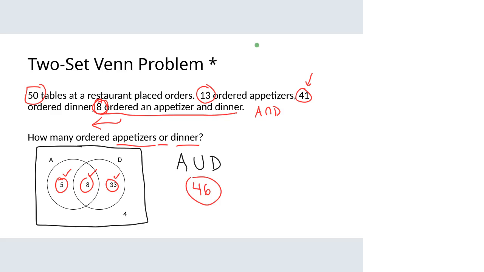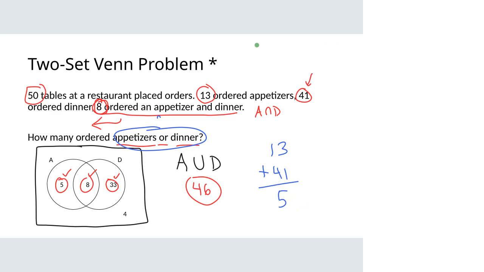If you put 8, that's not appetizers or dinner. That would be appetizers and dinner. If you put 54, you tried to answer this without thinking of the diagram and said, well, appetizers or dinner. So I'll take the 13 that ordered appetizers and add it to the 41 that ordered dinner and just add those together. The problem with that answer is what you did was you said, okay, well, here's what I'm going to do then.